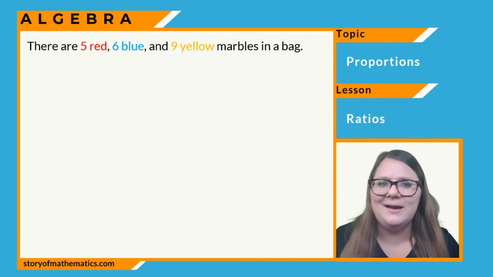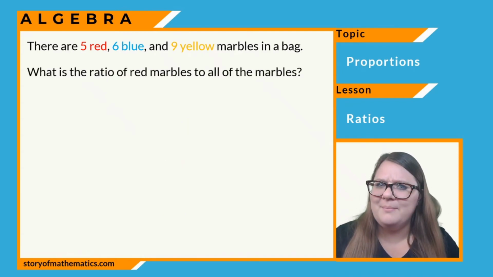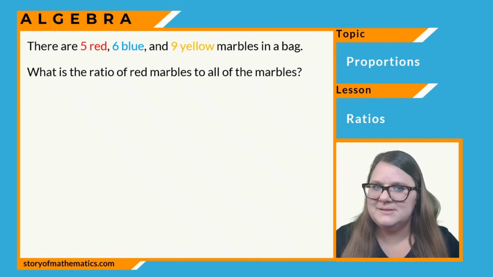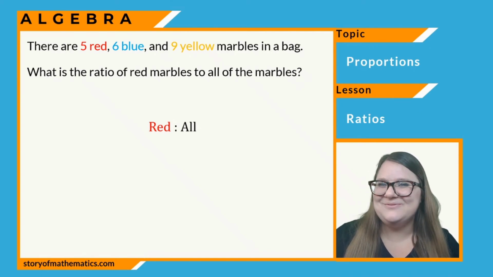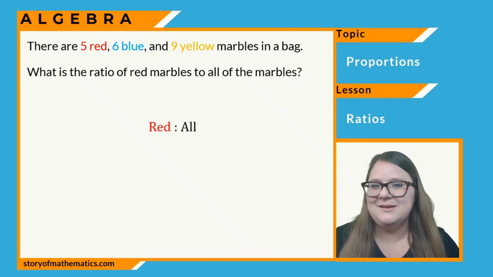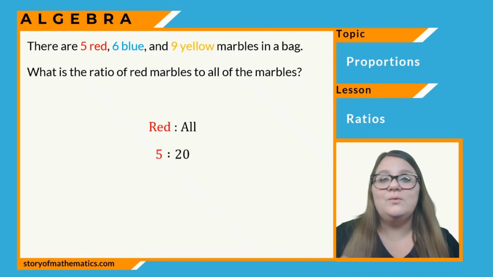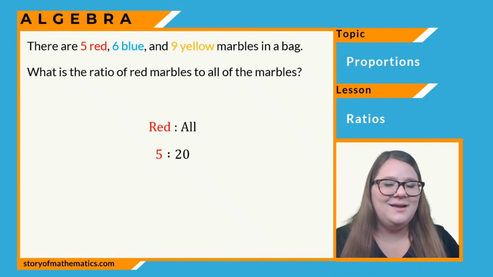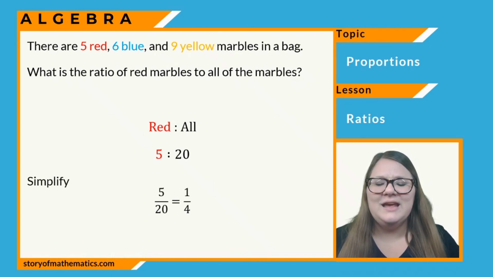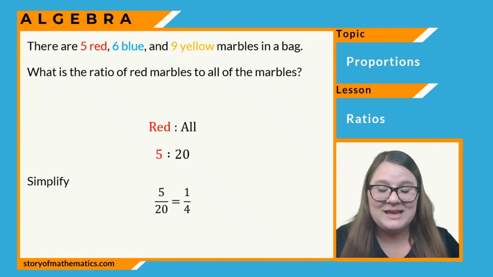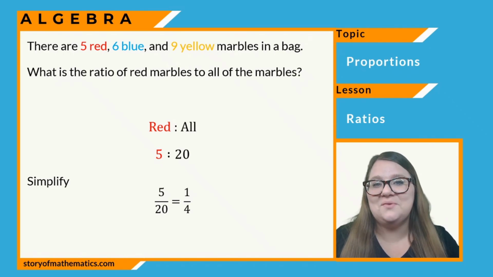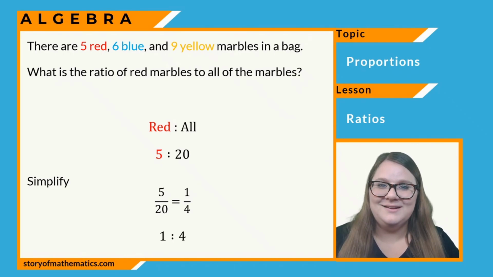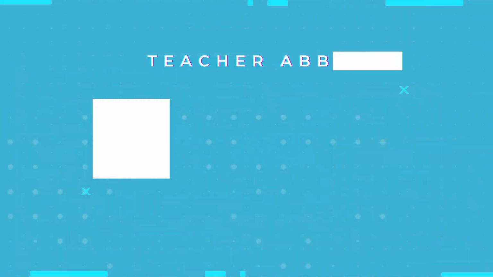Let's try one more. In this case, I want to find the ratio of red marbles to all of the marbles. So red to all, well, red we know is 5, and all, well, there's 5 plus 6 plus 9 total marbles, which would be 20. So red to all will be 5 to 20, and I can simplify that. If I write it as a fraction, 5 over 20 can be written as 1 over 4. And back in my traditional ratio format, 1 to 4. And that's how you work with ratios.